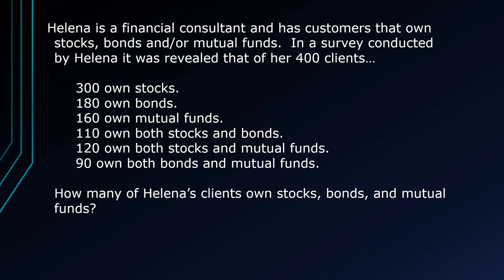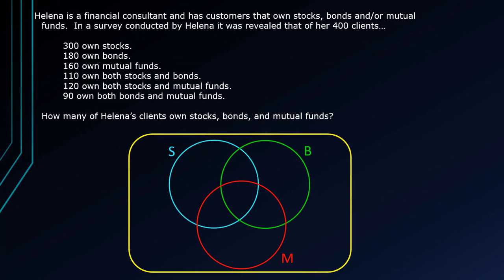So this is definitely a different case, and it's a much more challenging problem, because if you notice, the one piece of information that we usually like to see, the number of customers that own all three types, stocks, bonds, and mutual funds, is actually what we're looking for here. So we're not given the piece of information that we usually make use of to complete a Venn diagram.